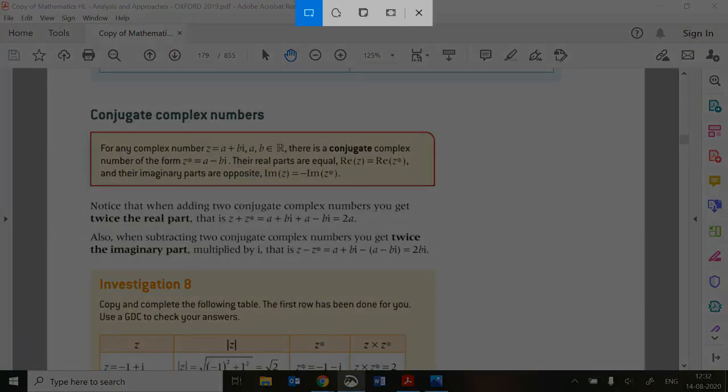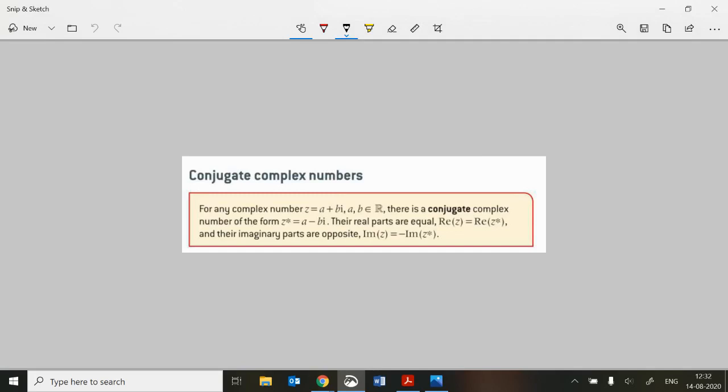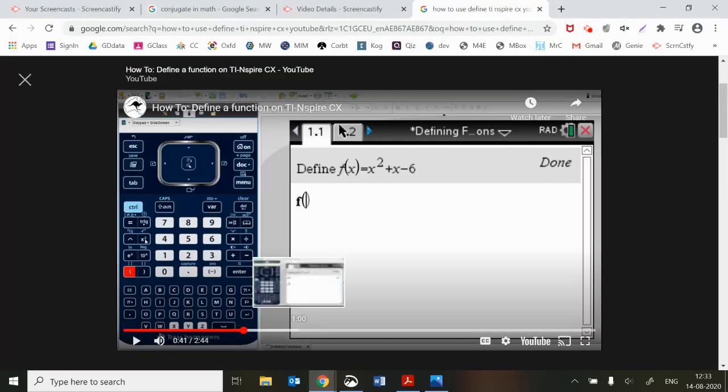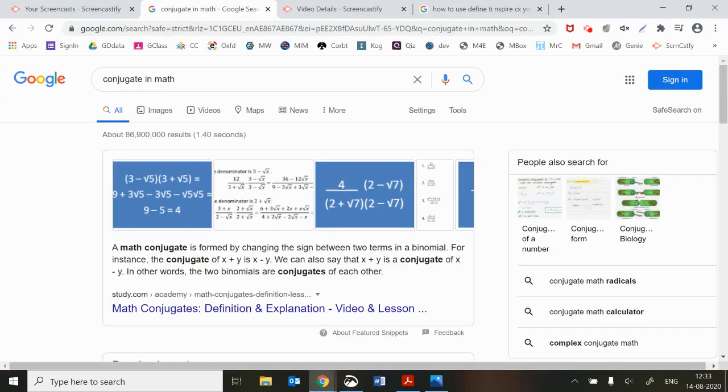Let's look at this. If you're just skipping through this video and you've missed the bit, we've actually talked about this in the previous question. So for conjugates, z is just equal to a plus bi, and the complex conjugate, you just call z star, is equal to a minus bi, just like with surds. I did check out earlier what the definition in maths of conjugate is. It says a math conjugate is formed by changing the sign between two terms in a binomial. So your a plus b becomes a minus b.